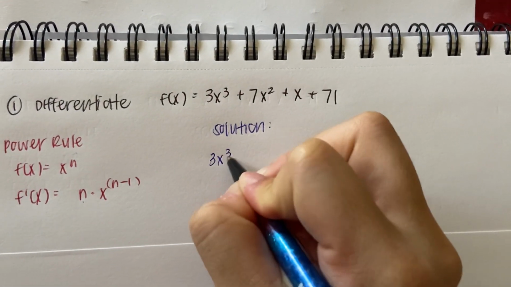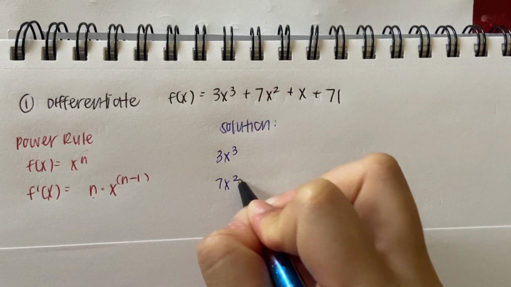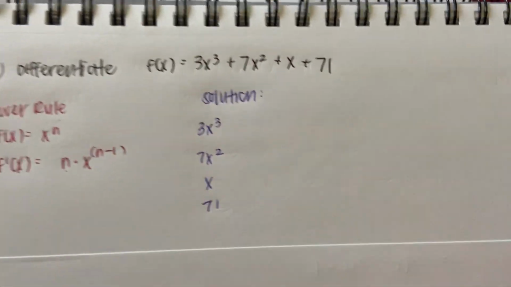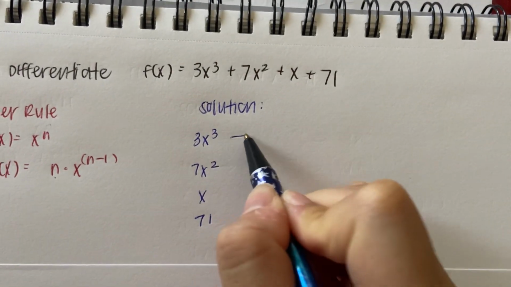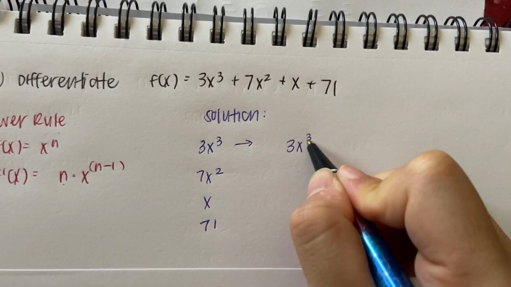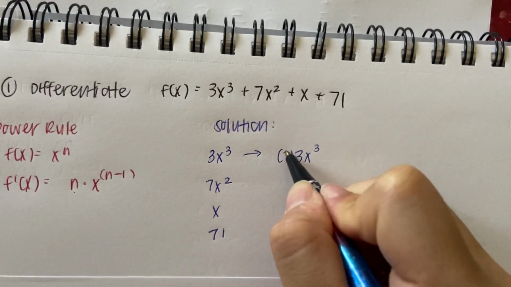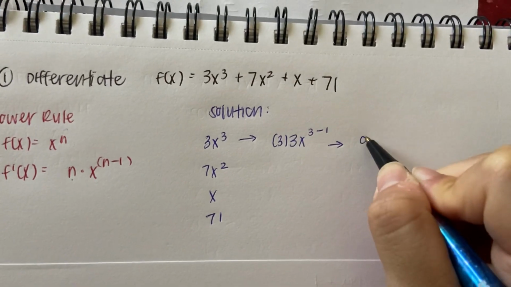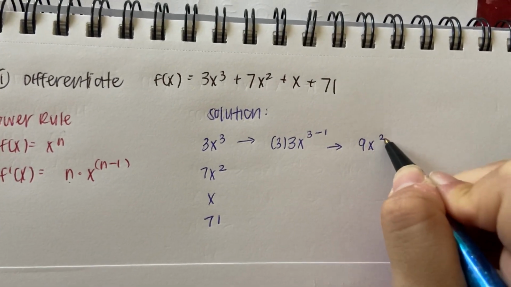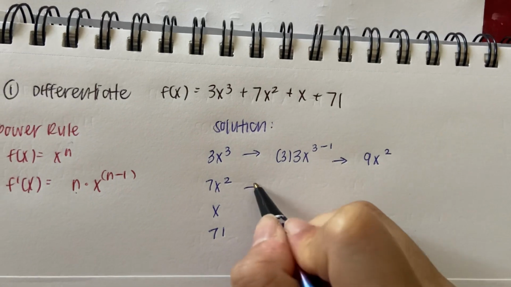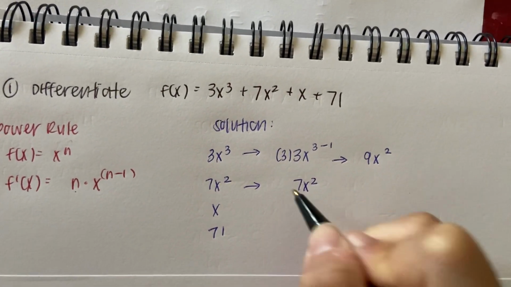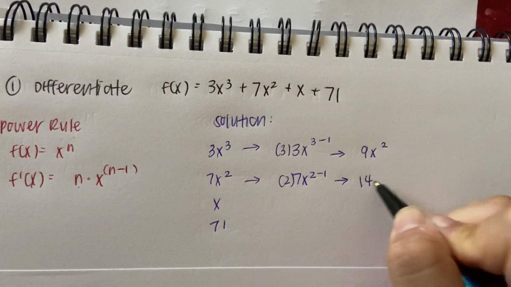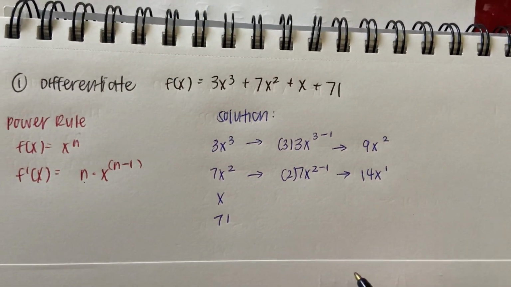So we have 3x cubed, 7x squared, x, and 71. Let's start off with 3x cubed. Let's bring down the 3 and subtract the 3 by 1. 3 times 3 is 9. 3 minus 1, 2. Now with 7x squared, let's bring down the 2, subtract the 2 by 1. We have 14x to the power of 1.